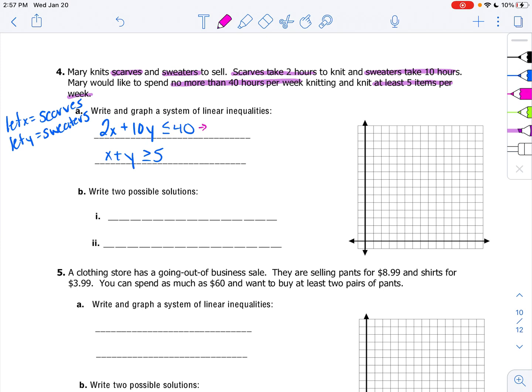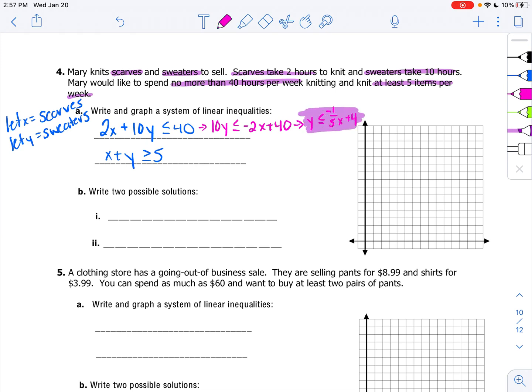When we rewrite the first one, we're going to bring our X term over. So that would give us 10Y is less than or equal to negative 2X plus 40. Remembering that inequality symbol would not change because we didn't divide by a negative. And when you bring the 2X over, it becomes the opposite, so it became a negative. And then we're going to divide everything by 10. So that would be Y is less than or equal to negative 1/5 X plus 4. And in a minute, that's going to be one of the inequalities we're going to graph.